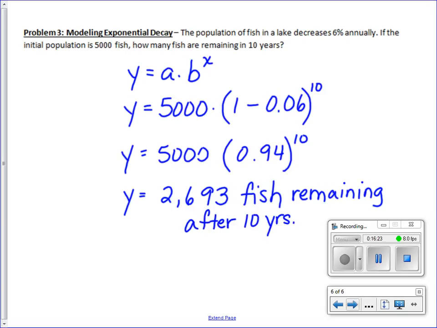All right, conservation departments use this quite frequently to determine population of animals and fish and wildlife. So this is an example of an exponential decay model. As we work on problems in class, if you have any questions, please ask.